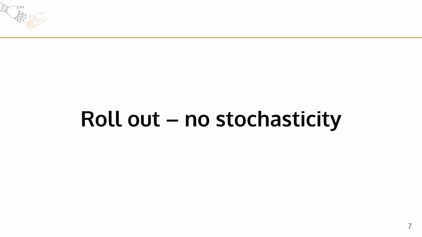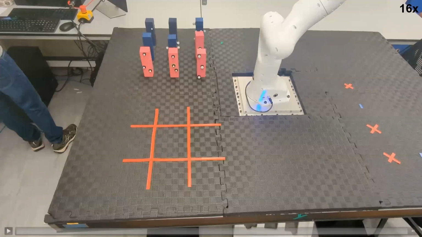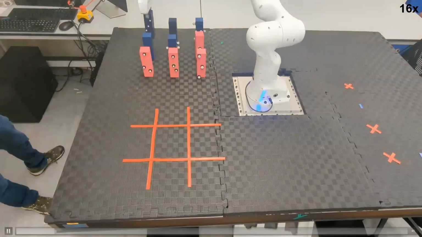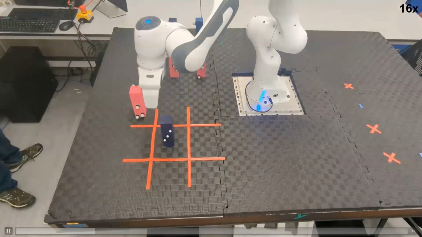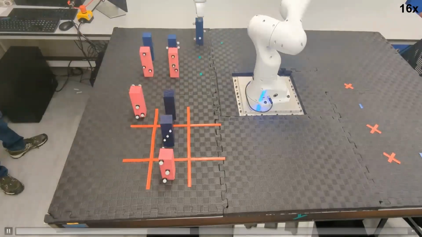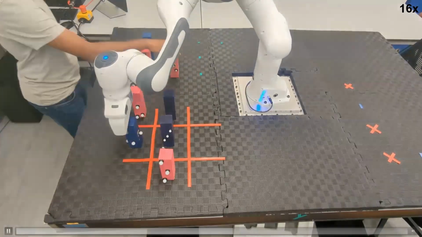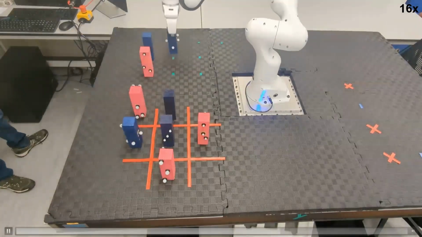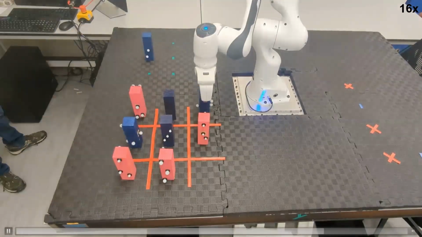First, let's consider the emergent behavior without any stochasticity. The optimal strategy for the robot is to place the marker in the middle. This reduces the chances of failure for future robot actions, as you can see. Finally, the game ends up in the robot not winning.